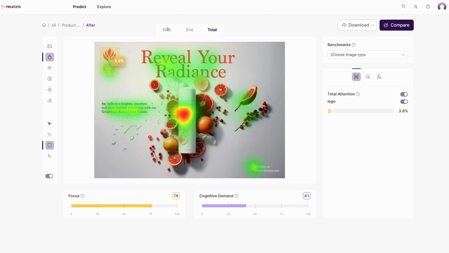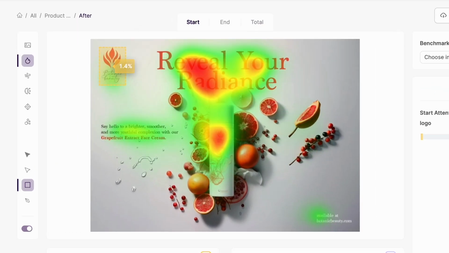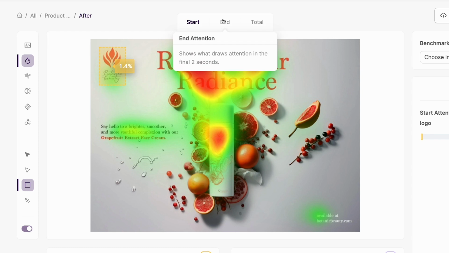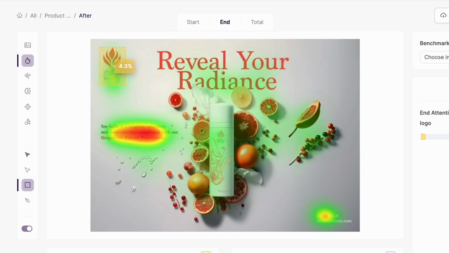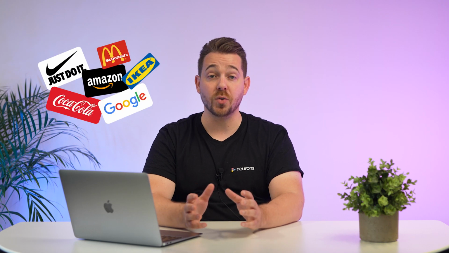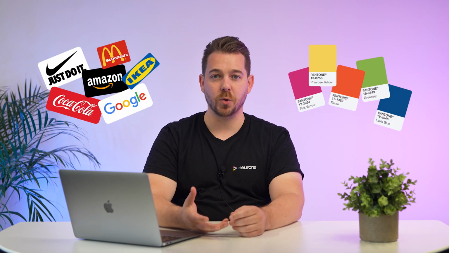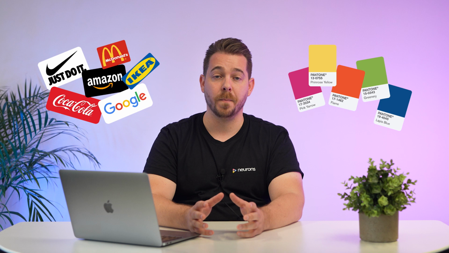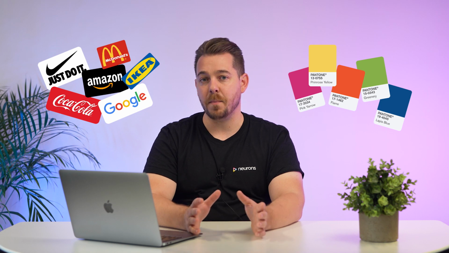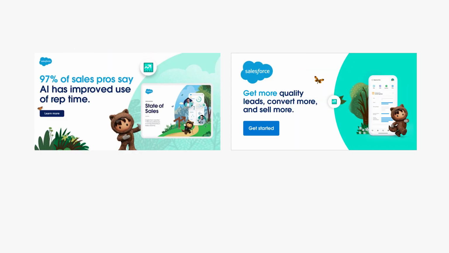Using the start and end feature, you're also able to see where people's attention go first and where it shifts to within the first few seconds. Our research shows that when viewers recognize brand assets like logos and colors, it evokes positive emotions and leads to a higher interest. So let's look at this example of Salesforce, which is already an established brand that people recognize and have associations towards. If we focus on the logos to see exactly how much of the overall attention they get, it's a world of difference.